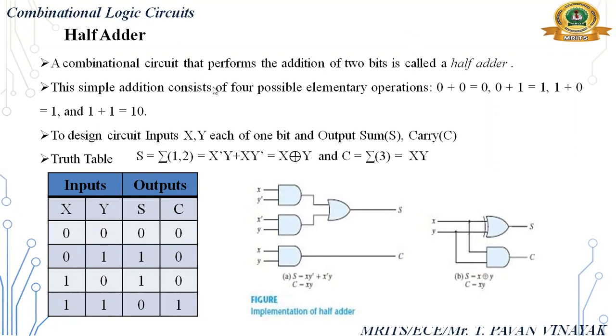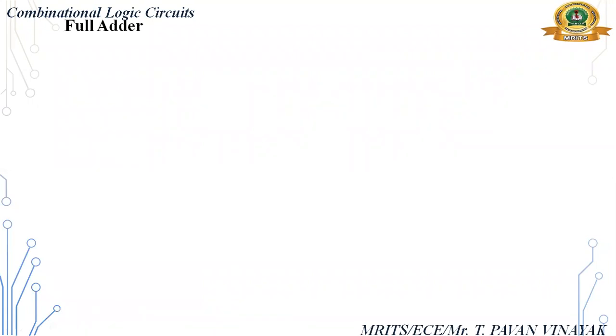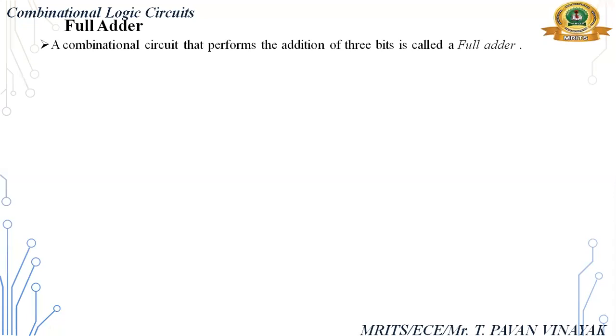Next, full adder. Full adder means 3-bit addition, right? First, what are the inputs we require here? 3 inputs and 2 outputs. For addition, always 2 outputs, sum and carry. So draw the block diagram. Full adder, 1, 2, 3 inputs, 2 outputs, sum and carry. X, Y, Z. So this is the first step. Second step, truth table.